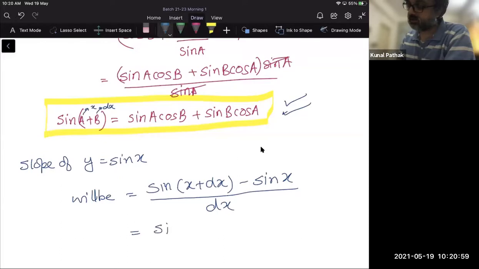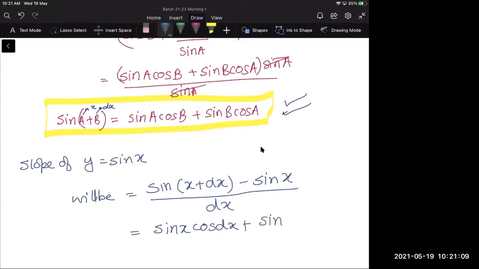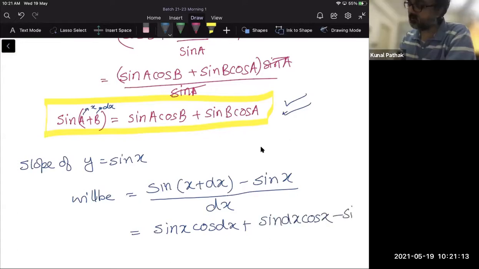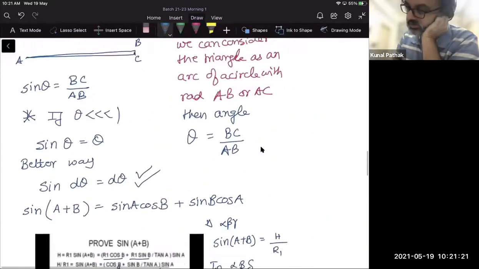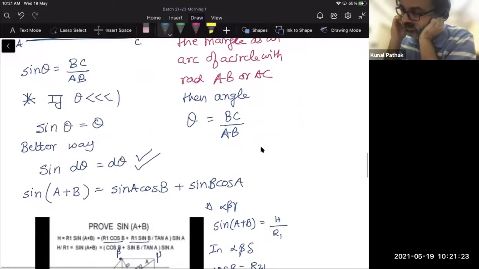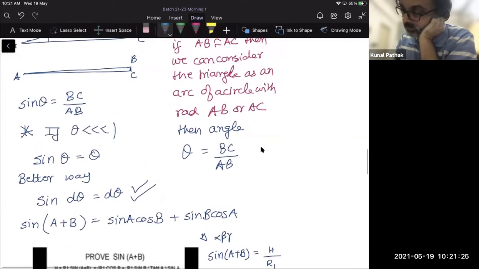So I will get sine x cosine dx plus sine dx cosine x minus sine x, whole divided by dx. Right? यहाँ पे एक चीज़ मैंने miss कर दी, which should be very very obvious now. I hope.